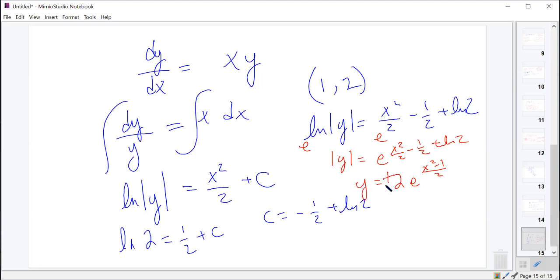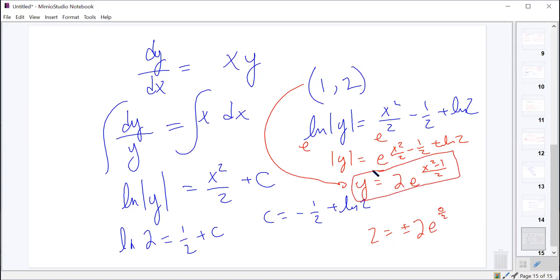And then we have to decide, to clear off the absolute value, if we want a plus or a minus in front of that. So the way we decide is we go back to our initial condition and plug it in. So if I plug in 2, I get 2 equals either plus or minus 2e to the, when I plug in 1, that becomes 0 over 2. 0 over 2 is 0, e to the 0 is 1. So I get 2 equals plus or minus 2. Well, obviously then 2 equals positive 2. So I keep it as a positive 2e to the x squared minus 1 over 2.